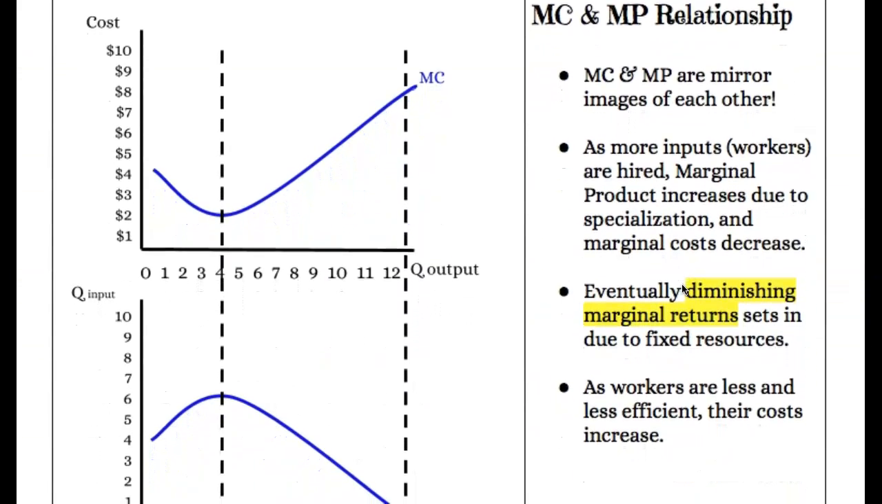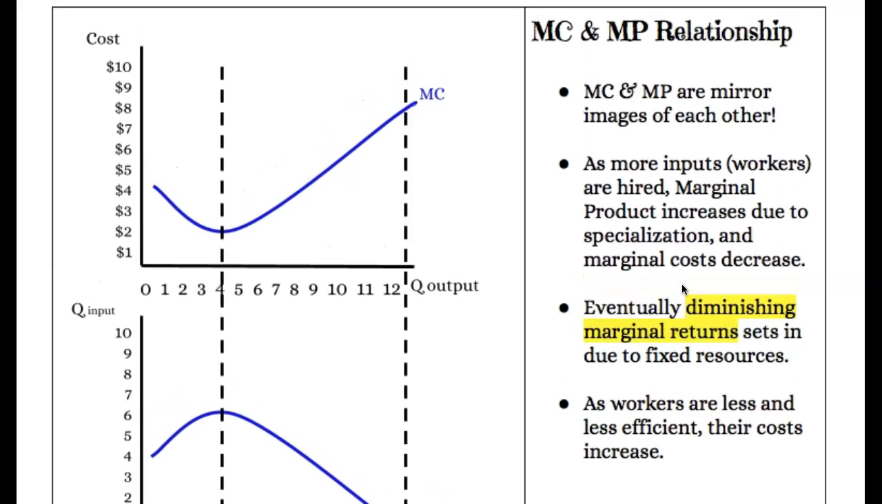Another thing that we touched on briefly but haven't talked a whole lot about, and we need to, is the relationship between marginal cost and marginal product. Remember, marginal product is the change in total product divided by the change in the number of inputs, like the number of workers. So what we're trying to find with marginal product is how much additional output each additional worker is generating.